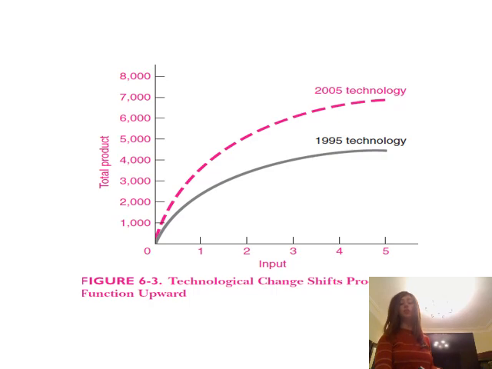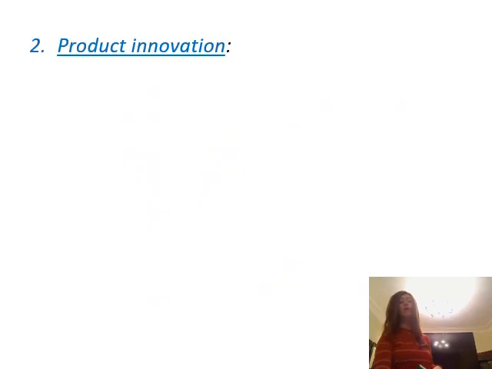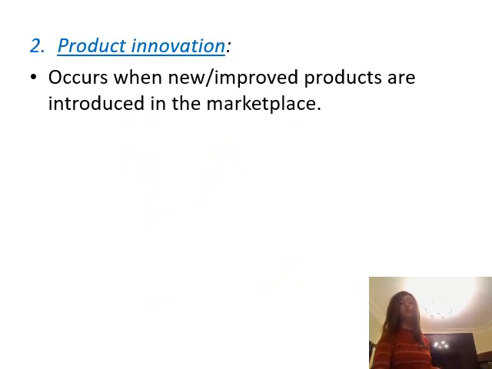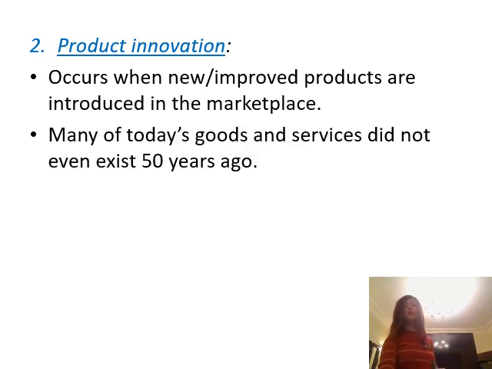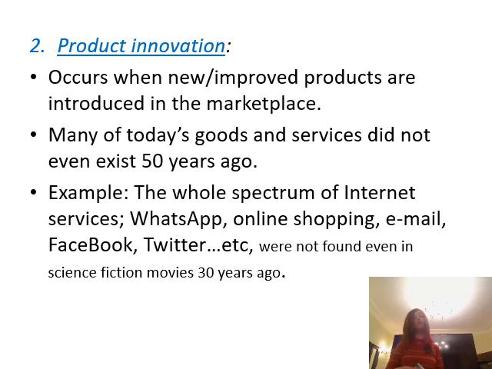On the other side, product innovation, from its name, occurs when new products are introduced in the market. So I'm not having an improvement in the production process of existing products. No, I'm introducing new products in the marketplace. Like, for example, today's technology that was not available 50 years ago, WhatsApp, Facebook. These are new products and services that have been introduced in the market due to new technology that was not available maybe 50 or 60 years ago.